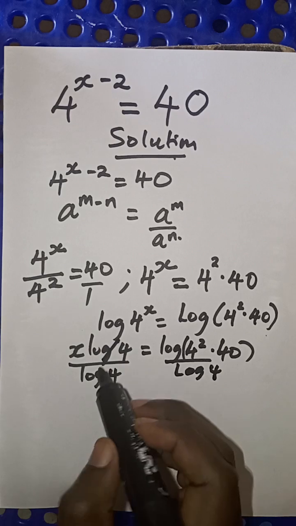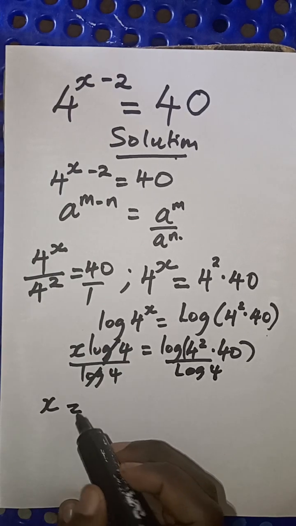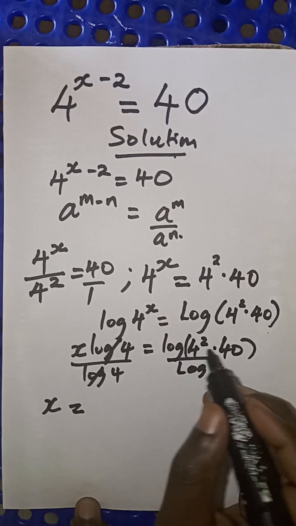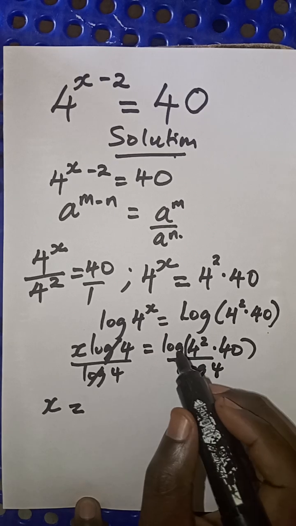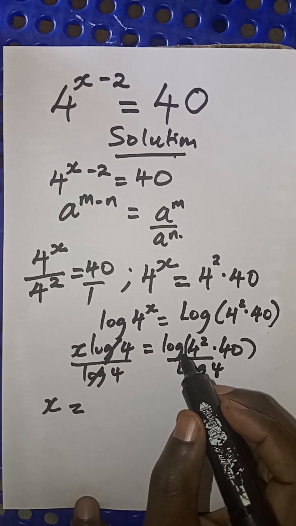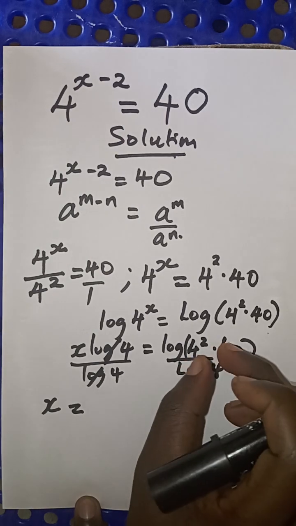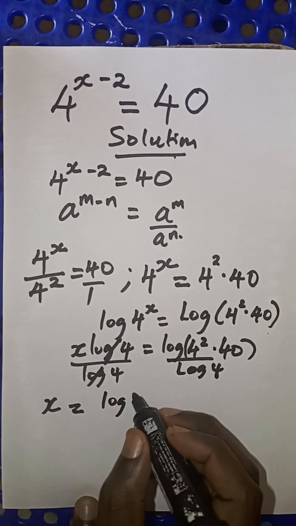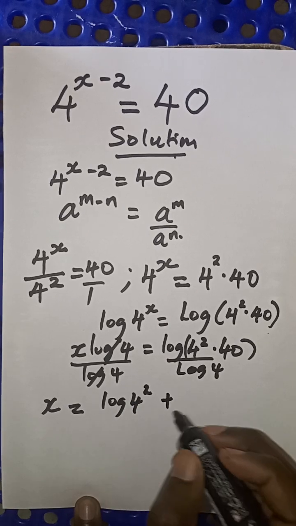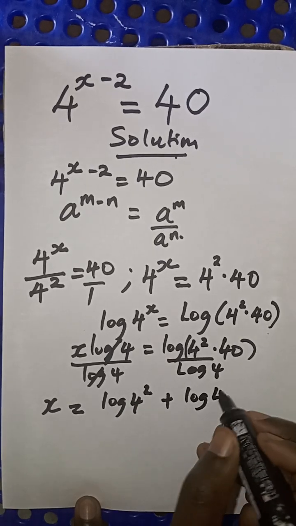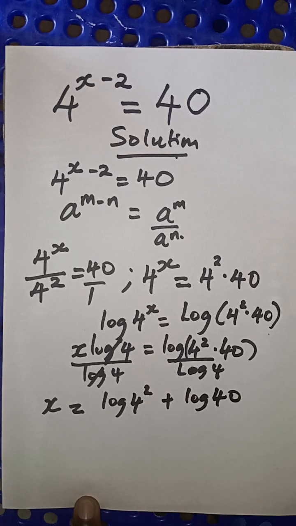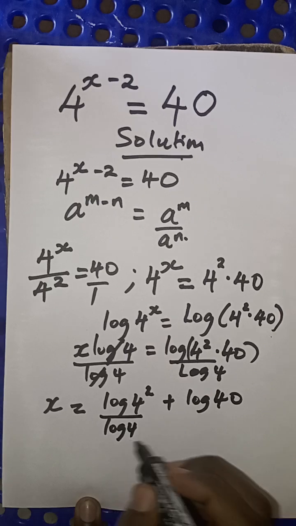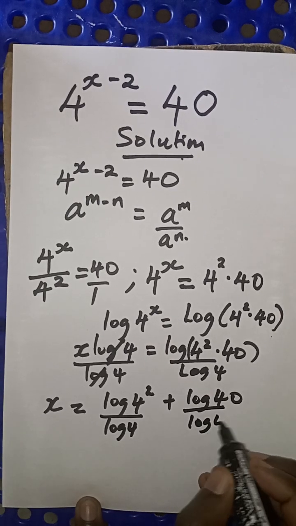so that I end up with the value of x now is equal to, but recall that whenever you're multiplying two numbers with the same log or the same base, this can be separated by adding. So I'm going to separate this as the log of 4 squared plus the log of 40. Of course, everything is divided by the log of 4.